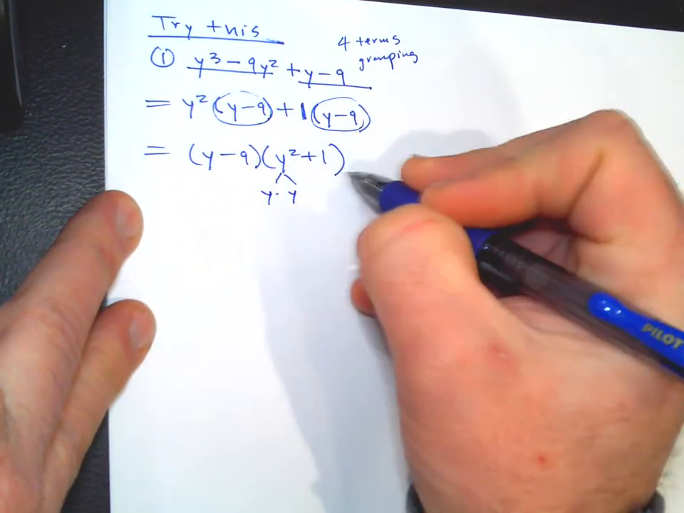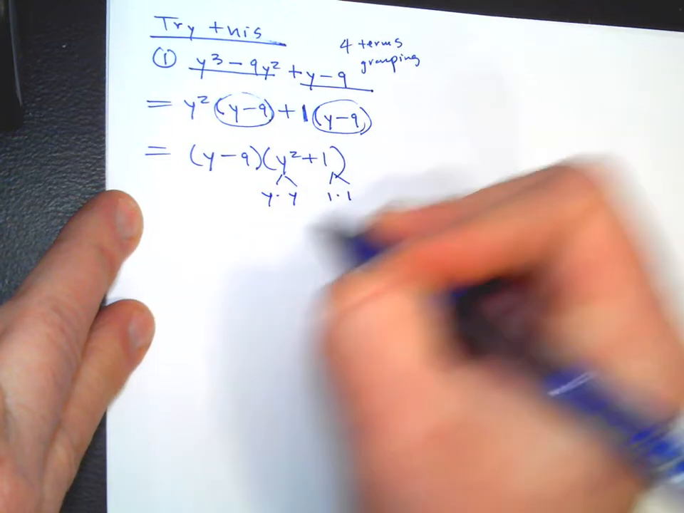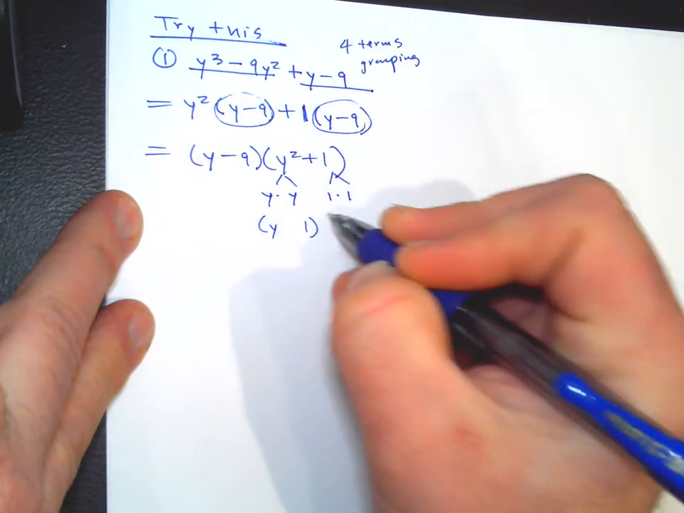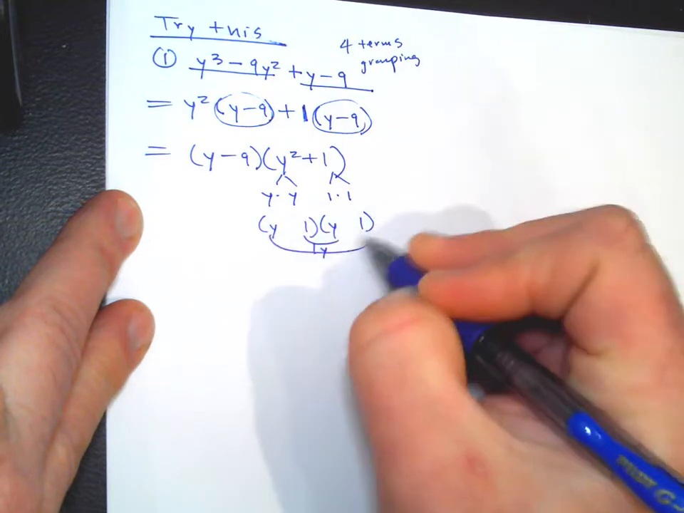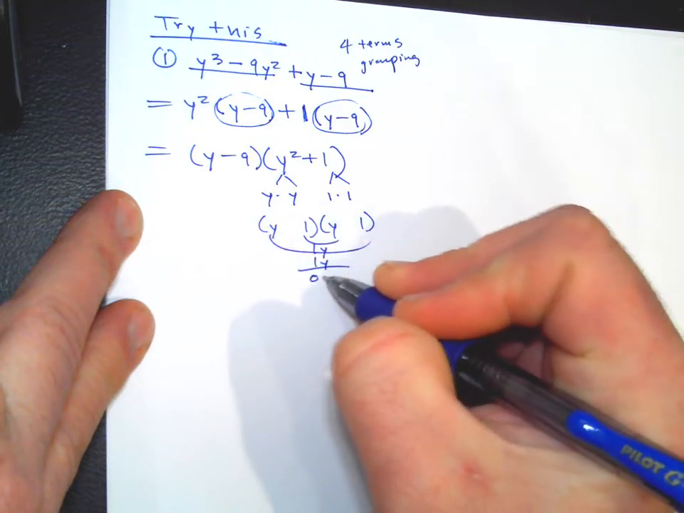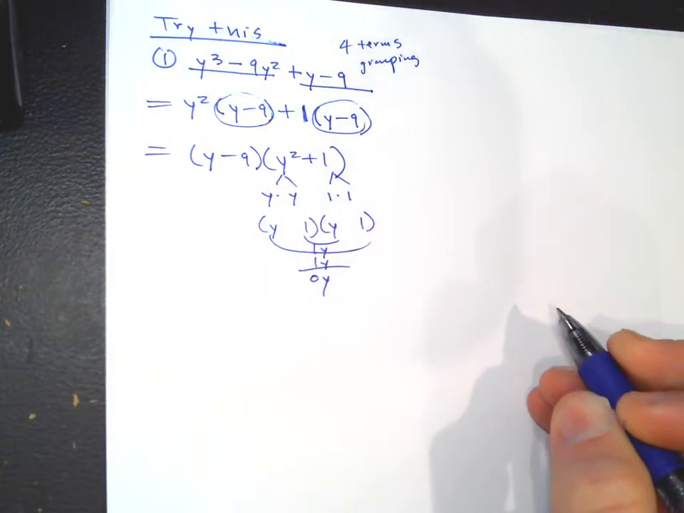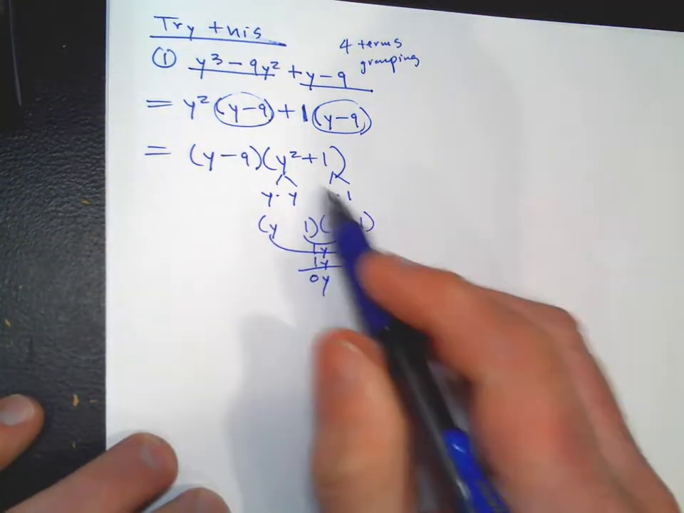I feel like we've done something like this before. y and y, 1 and 1. That'd be (y 1)(y 1). But we need to get 0y in the middle. Well, the only time that's going to happen is if there's a minus here.